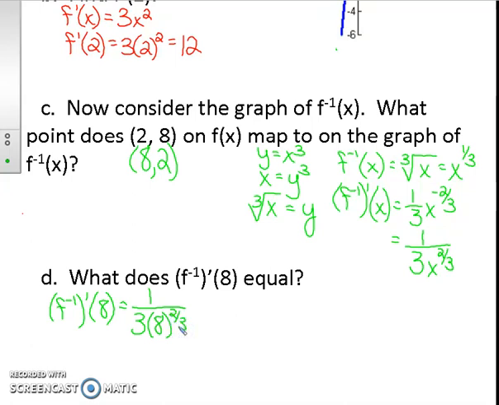Now let's talk about how to do 8 to the 2/3 without a calculator. The top number is the power in the fraction, and the bottom number, the denominator there, is your root. So this is saying we're taking the third root, or the cube root of 8, which is 2, and then the top number tells me what power to raise that to. So the cube root of 8 is 2, and then I'm going to raise that to the second power. So 2 to the second power is 4.